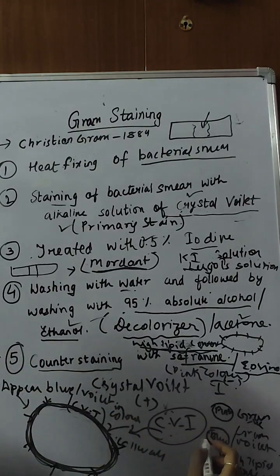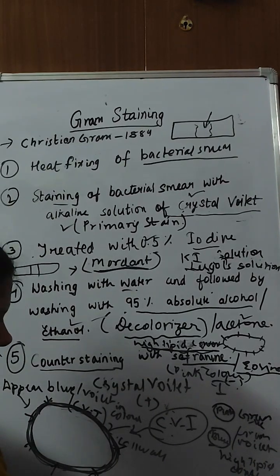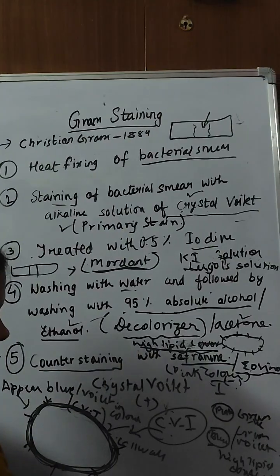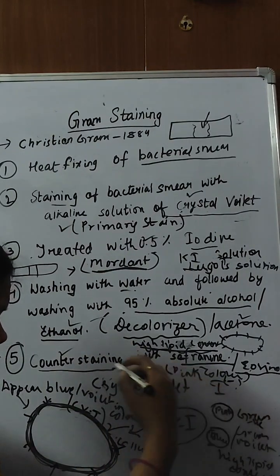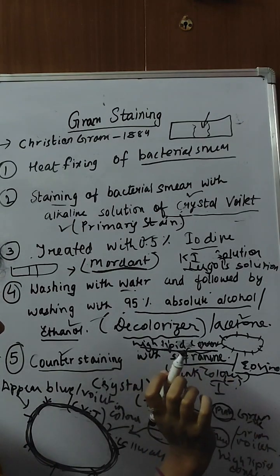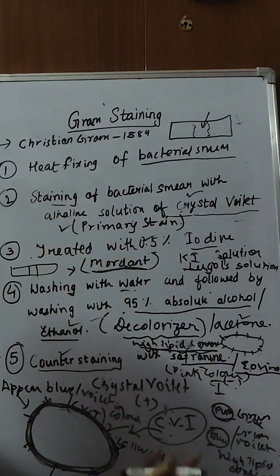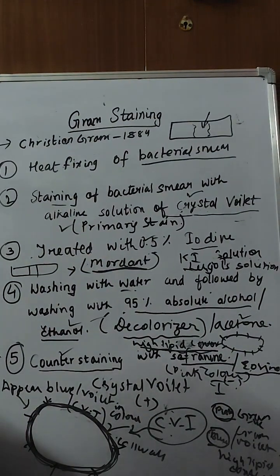So these are gram-positive, and those bacteria which have lost their primary stain and taken up the new color, safranine, the counter stain, appearing pink, are gram-negative. So this is a very small method to classify bacteria.